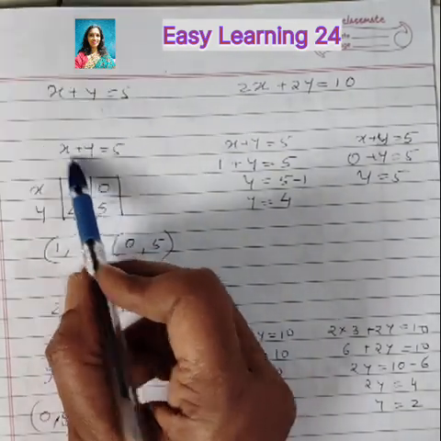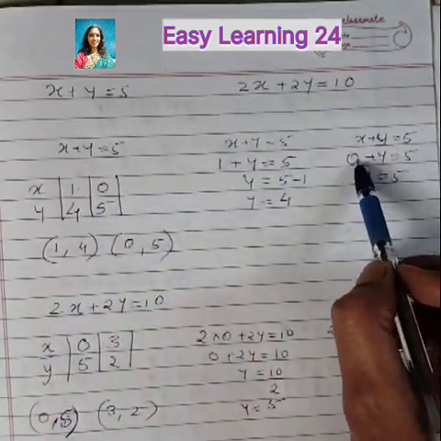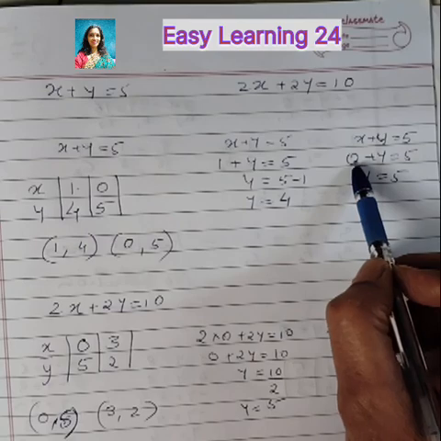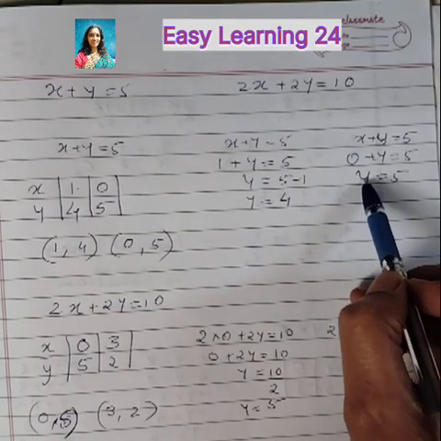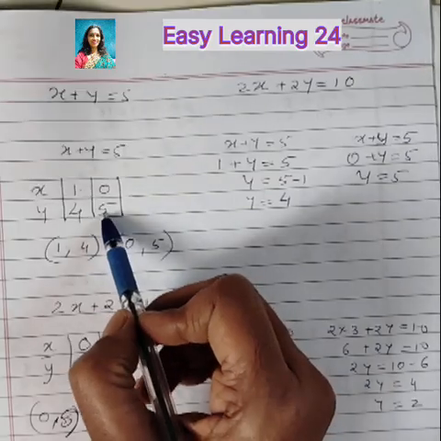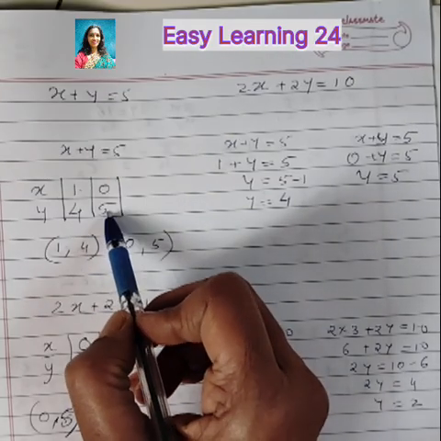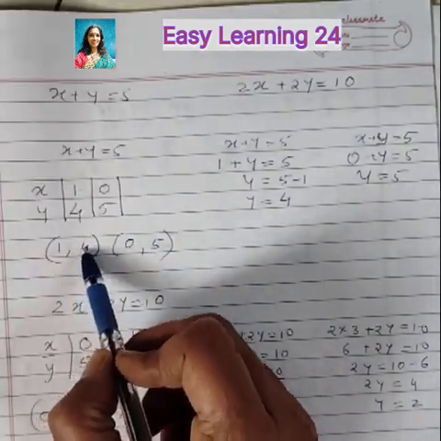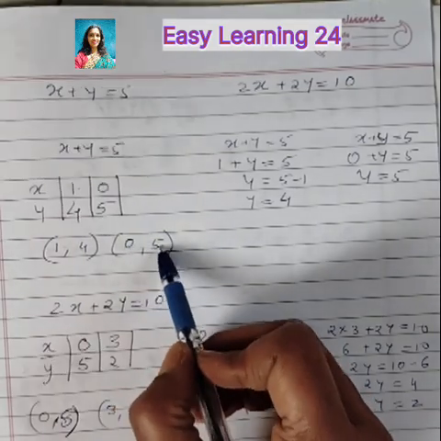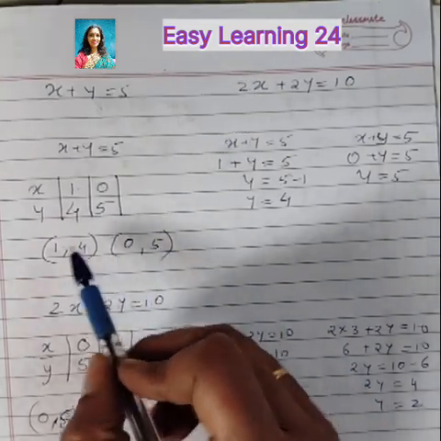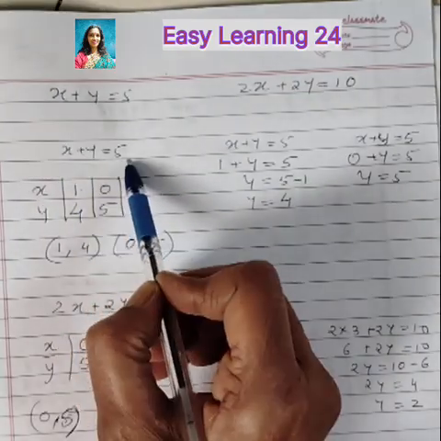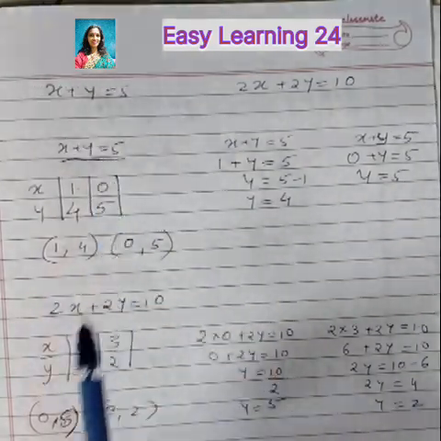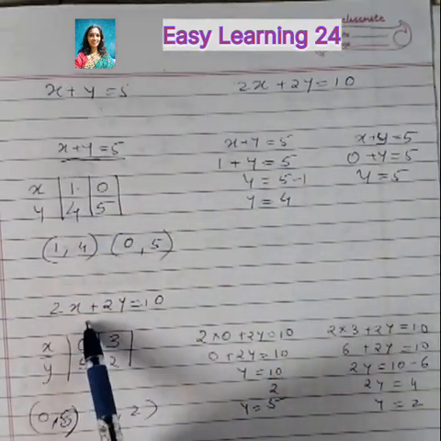Similarly, now we'll take the value of x as 0. Same line, x plus y is equal to 5. X is equal to 0, so 0 plus y is equal to 5, therefore y is equal to 5. So in this second point, y is equal to 5. Now we got 2 points: x value 1, y value 4, and x value 0, y value 5. These are the 2 points of this particular line. Now we'll see the second line.